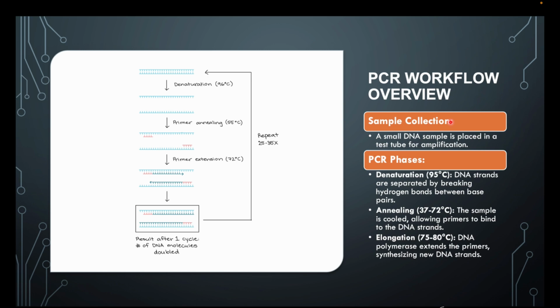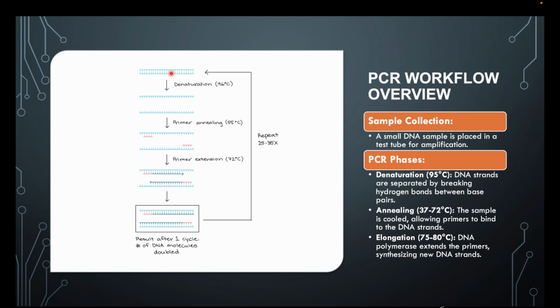Now the workflow of PCR. First what we do is sample collection. You get the samples you want to work with, a small DNA sample. Now you place it in a tube which is called an Eppendorf tube for amplification. Further, the phases of PCR: denaturation occurs at 95 degrees Celsius. Denaturation means separation of the two DNA strands at 95 or 96 degrees Celsius. This picture has been taken from Khan Academy. DNA strands are separated by breaking hydrogen bonds.